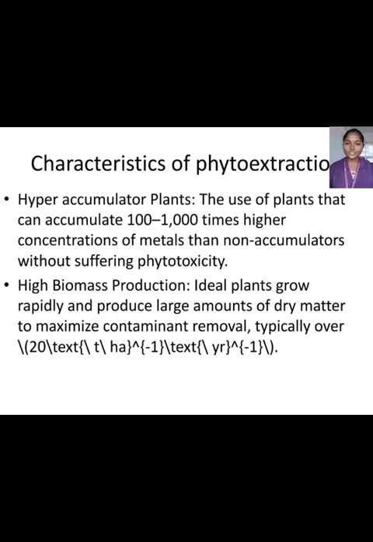Characteristics of phytoextraction. Hyperaccumulator plants: the use of plants that can accumulate 100 to 1000 times higher concentration of metals than non-accumulators without suffering phytotoxicity. Next, higher biomass production. Ideal plants grow rapidly and produce large amounts of dry matter to maximize contaminant removal, typically over.